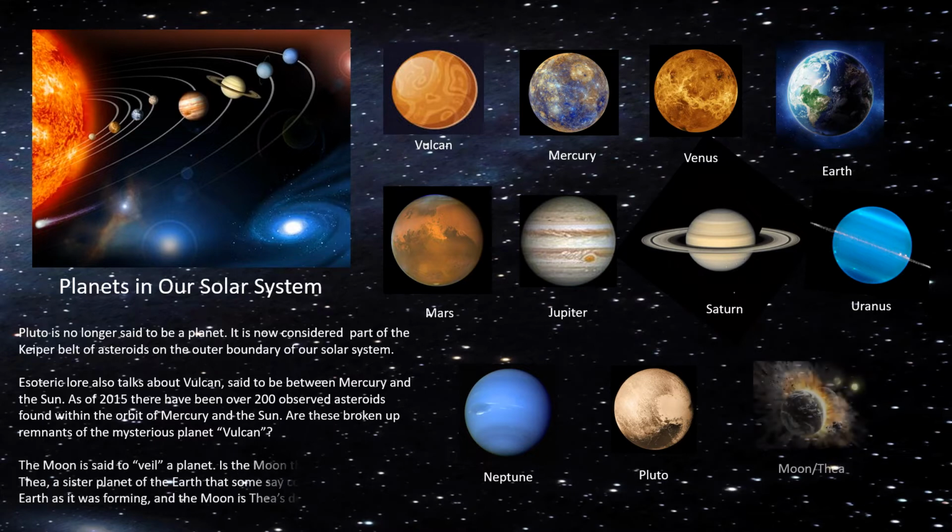We can't be sure. Then in esoteric lore, they also tend to add in the moon, the Earth's moon, which is said to veil a planet. Is the moon meant to represent the remnants of Theia, a sister planet of the Earth that some theorize existed, that collided with the Earth as it was forming, and the moon is her dead remains?